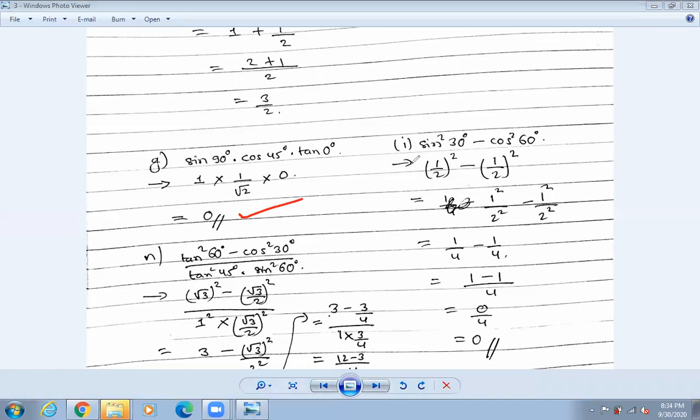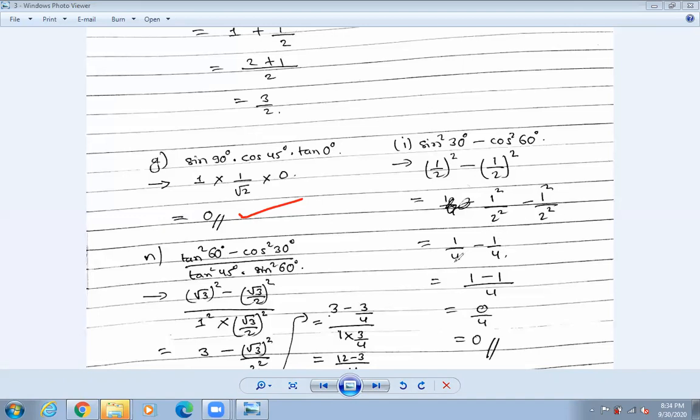So simple. Now if you see this question, sin square 30 degree means, sin 30 means 1 by 2, cos 60 means 1 by 2. The squares are there, that's why whole square. So let us give this square to both the numbers. So 1 square divided by 2 square minus 1 square divided by 2 square. So 1 square means 1, 2 square means 4. Minus 1 square means 1, 2 square means 4.